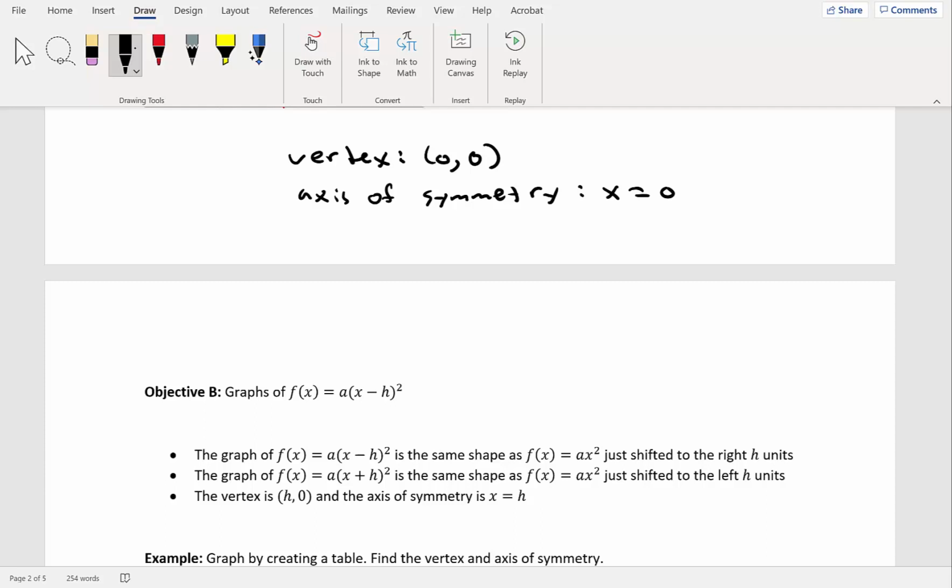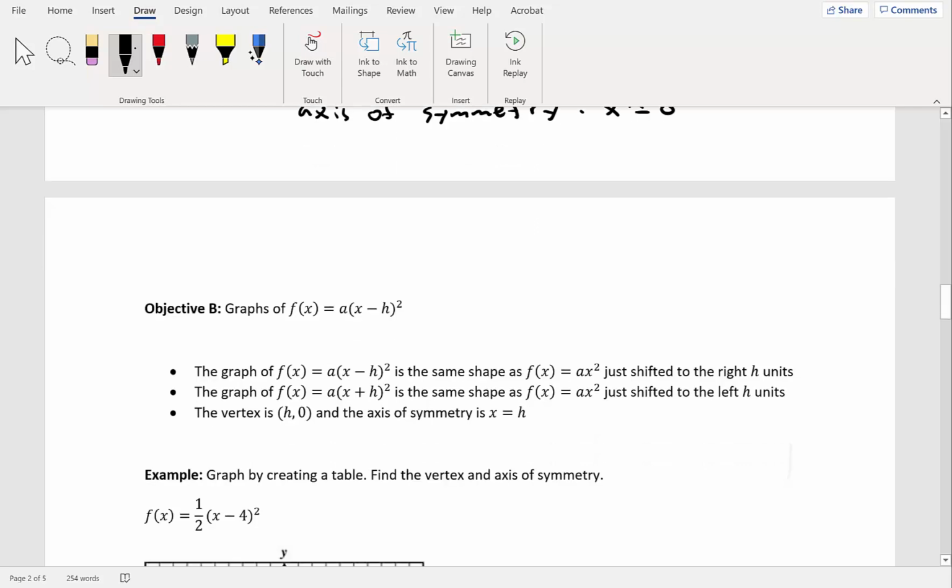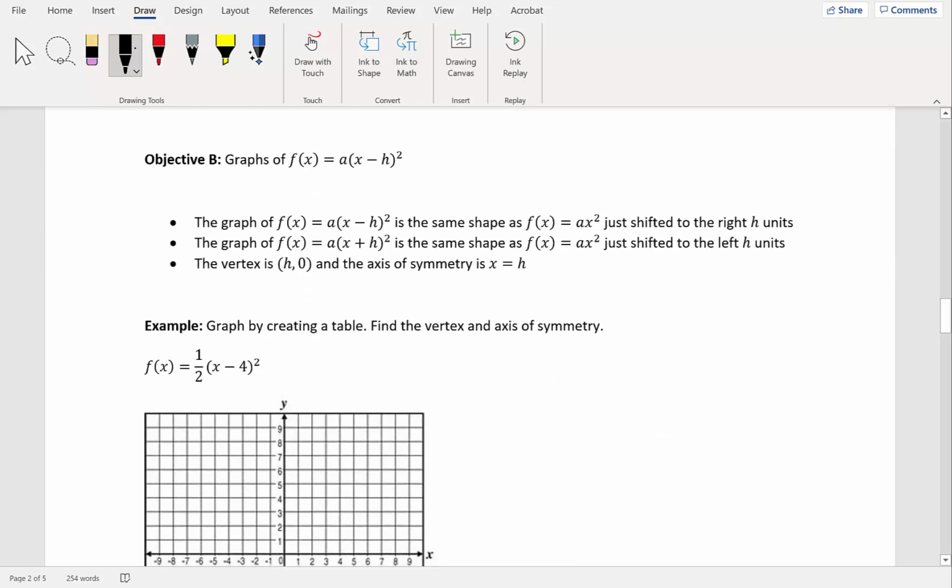And then the graph of f of x equal to a times x plus h raised to the second is the same shape as f of x equal to a times x squared, just shifted to the left h units. Now the vertex in this situation is h comma 0, and the axis of symmetry is x equal to h. Okay. So let's take a look at this next problem.